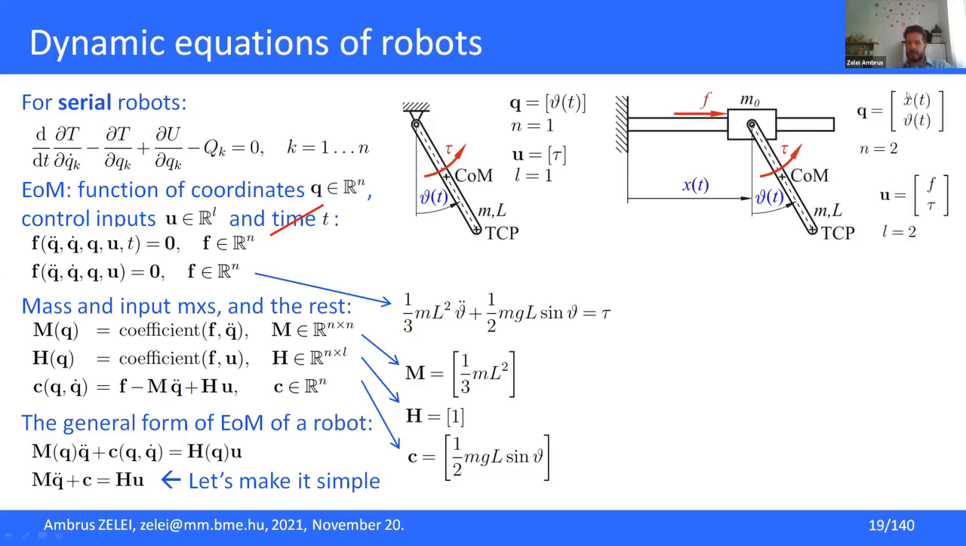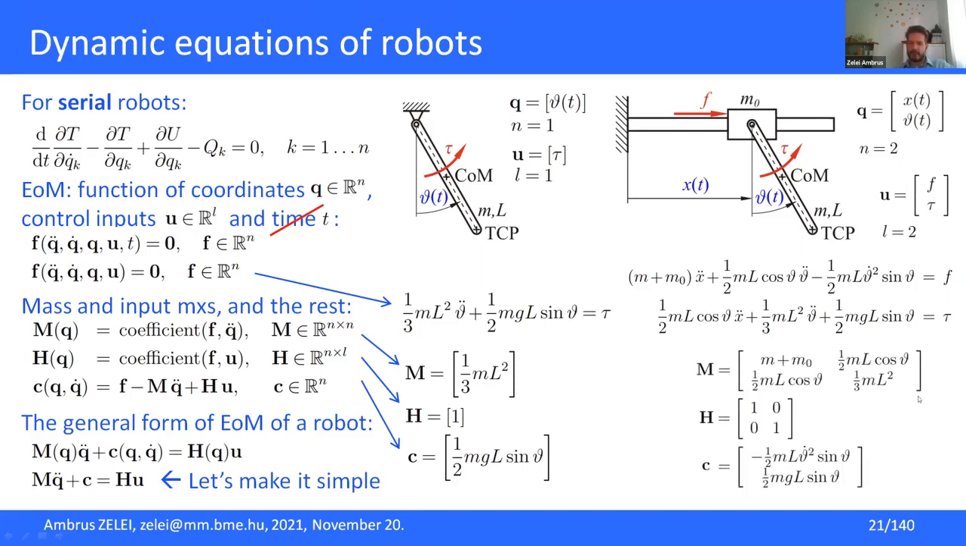So it is 2 degrees of freedom. We have 2 coordinates, and we also have 2 control inputs. So this system is fully actuated because I have as many control inputs as degrees of freedom. So everything is nice and easy. And if we apply the Lagrange equation of the second kind for this 2 degree of freedom problem, then I will obtain 2 second order differential equations. And of course, the mass matrix will be 2 by 2, the control input matrix will be 2 by 2, and the remaining terms, including gravity and some Coriolis forces and everything else, form a 2-dimensional vector.